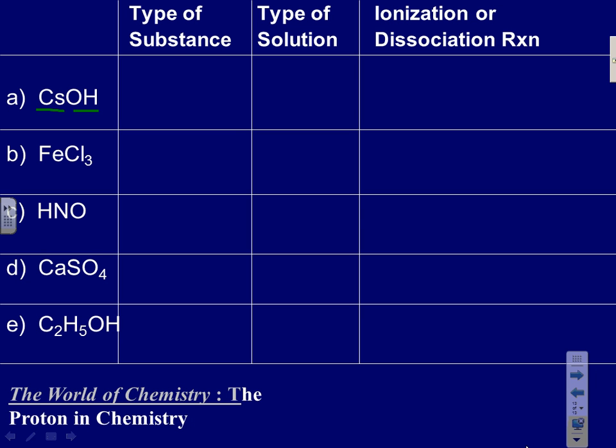So, cesium and the hydroxide. It is ionic. Ionic. When it gets dissolved in water, will it be acidic, basic, or neutral? Yep. Basic. This is your only one. Basic. How do you know that it's basic? Because of the OH. How do you know it's ionic?